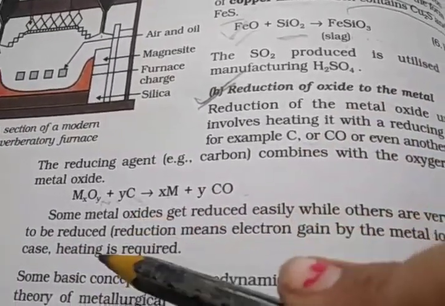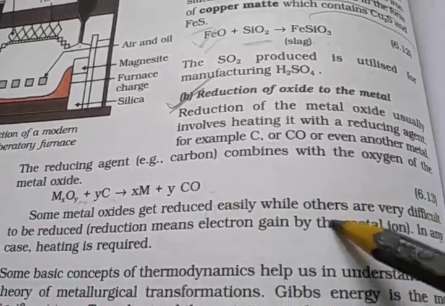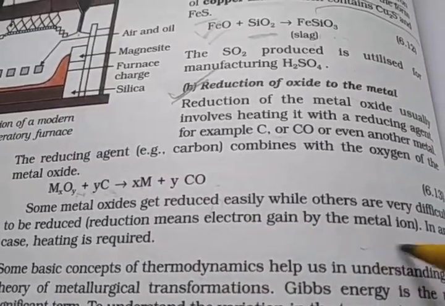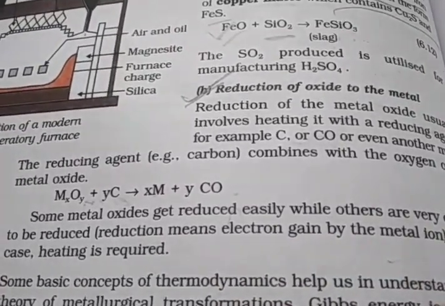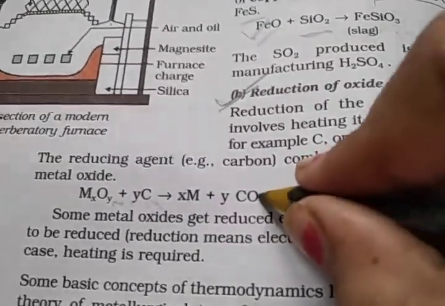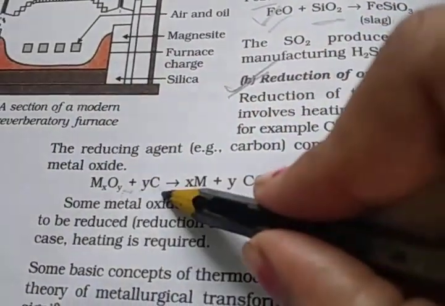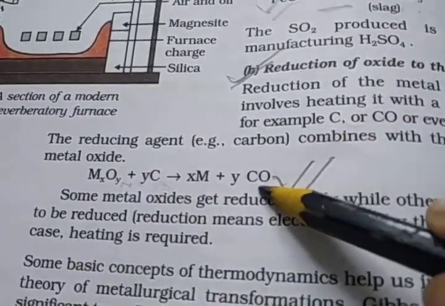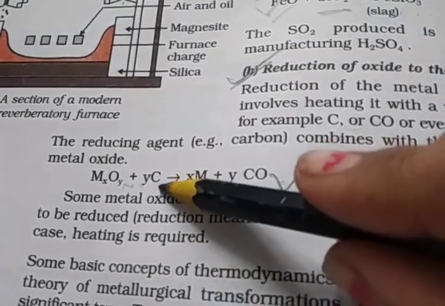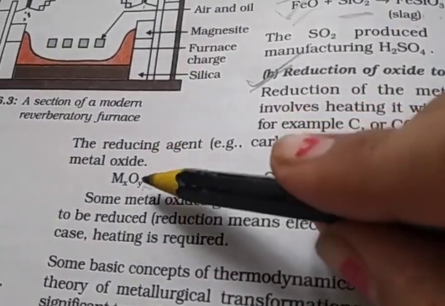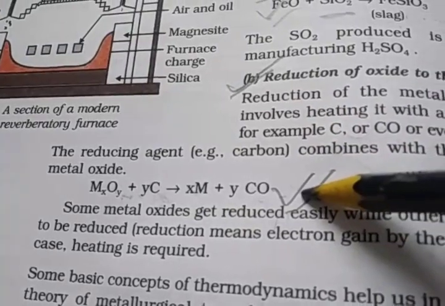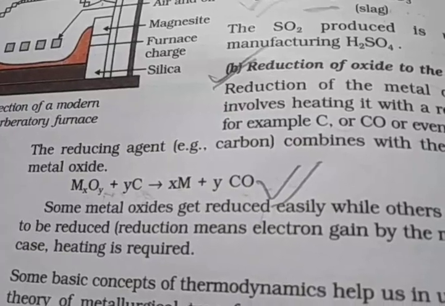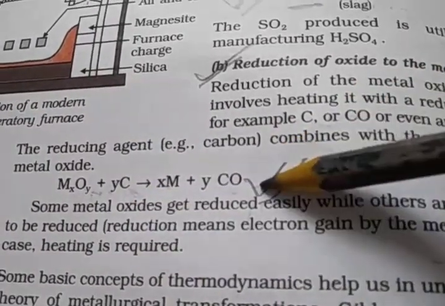Some metal oxides get reduced easily while others are very difficult to reduce. Reduction means electron gain by the metal ion. In any case, heating is required. This is the easy reaction given: any metal oxide reacts with carbon, so carbon combines with oxygen to form carbon monoxide. If we take carbon monoxide, it reacts with oxygen to convert into carbon dioxide. So the metal is easily reduced. This is the reduction of the oxide to the metal.